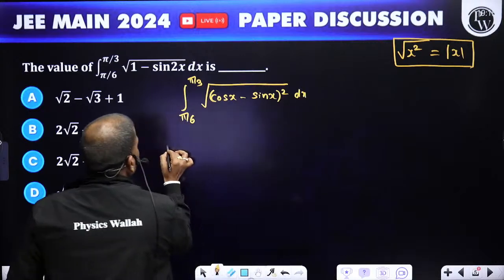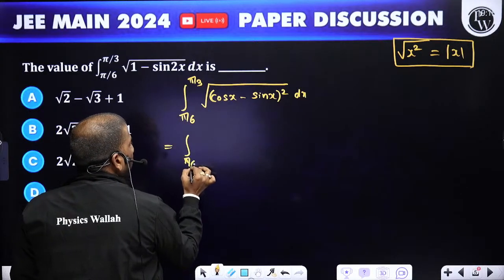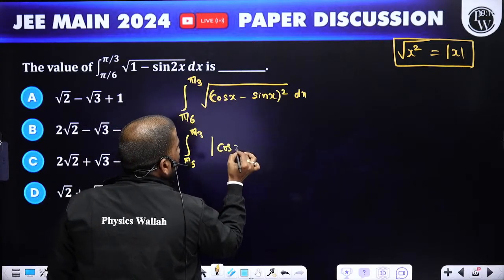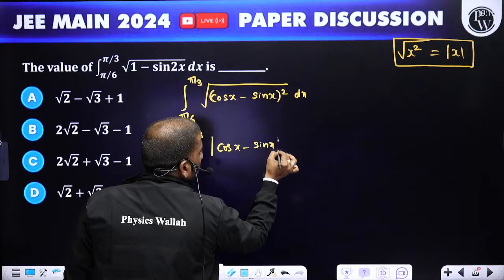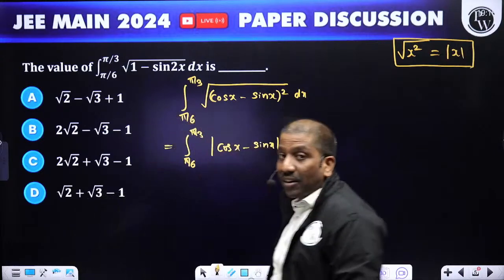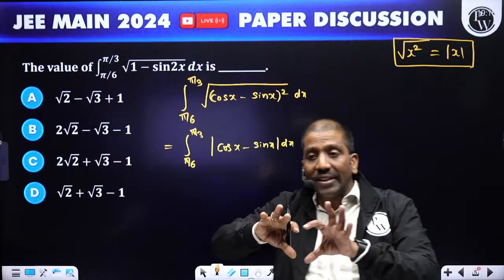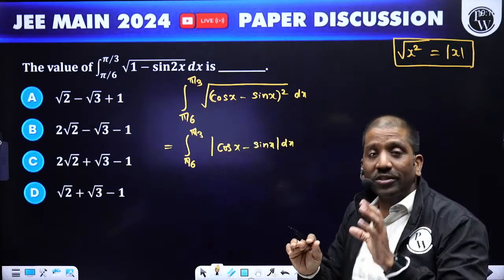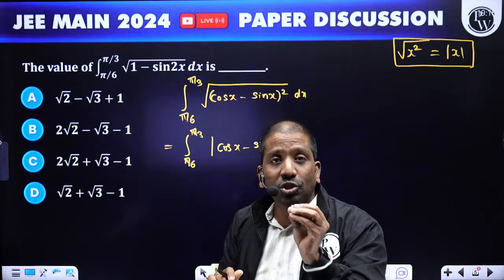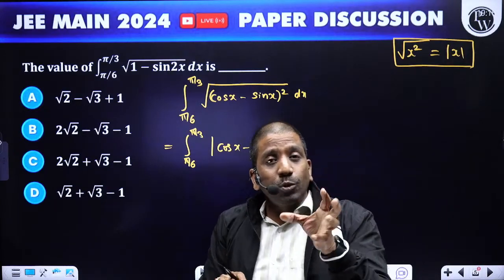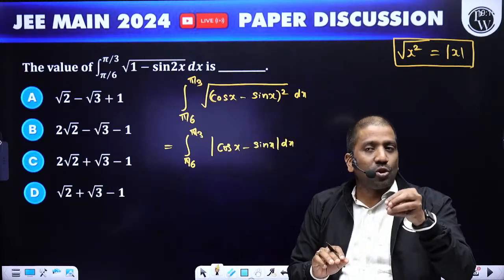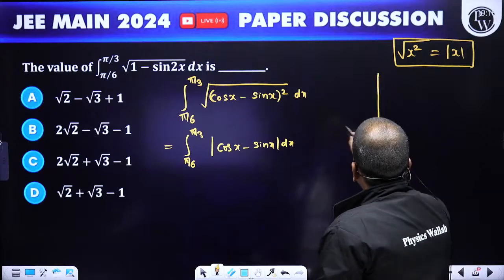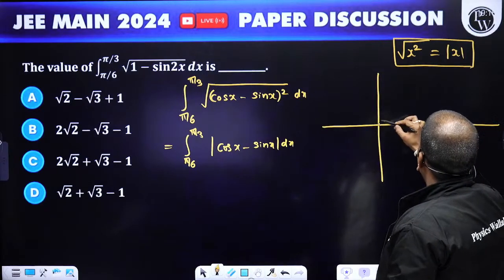What do you get? Integral from pi by 6 to pi by 3, as it is a square root and the square, the magnitude of cos x minus sin x, dx. But now we need to remove this modulus. In order to remove the modulus, we must know whether the expression inside the modulus is positive or negative. Correct? So for that, let us take our graph, the sin x graph.